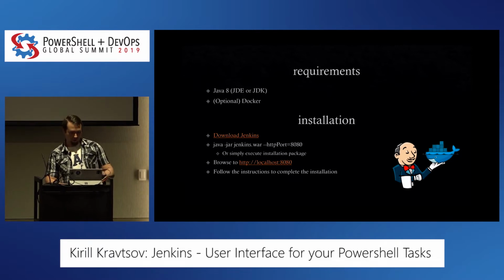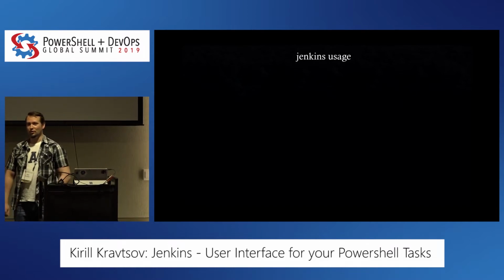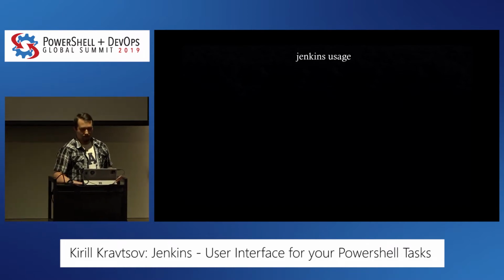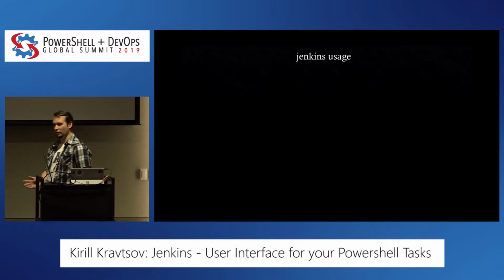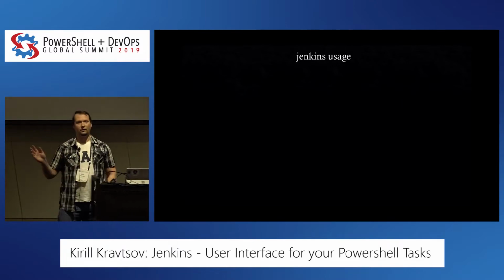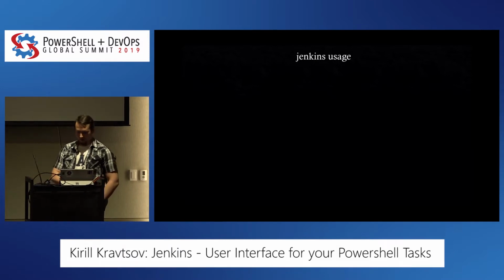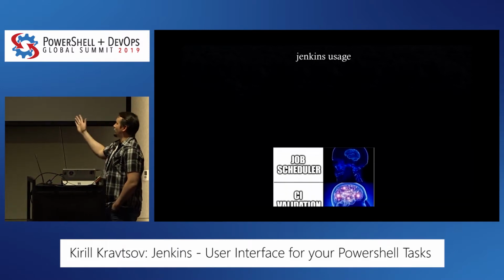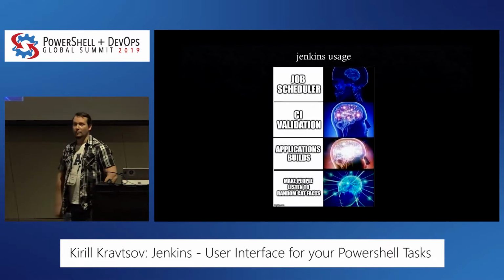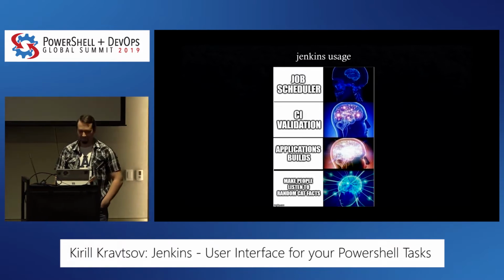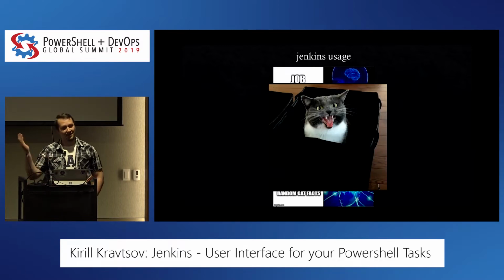Before I go to the demo, which is coming right away, a few things about how people use Jenkins. Most of them, I hope, will resonate very powerfully with the PowerShell community. And I heard, throughout the summit, a lot of use cases for Jenkins. For instance, you can use it as a job scheduler, CI validator, application builds, and then maybe people learn more about random cat facts. So here are some cat facts. This is my cat.